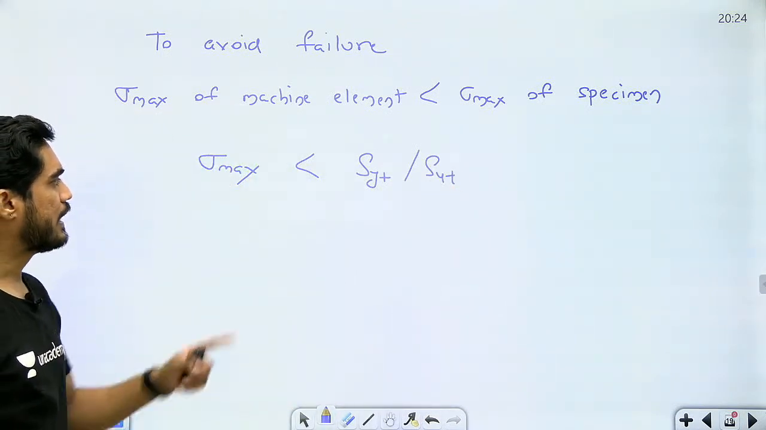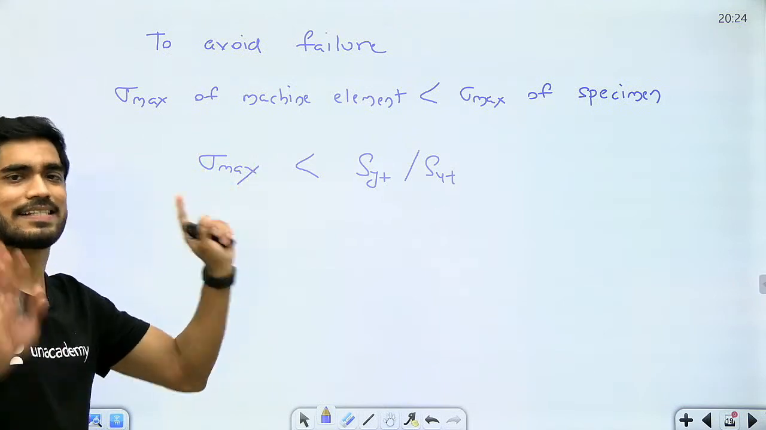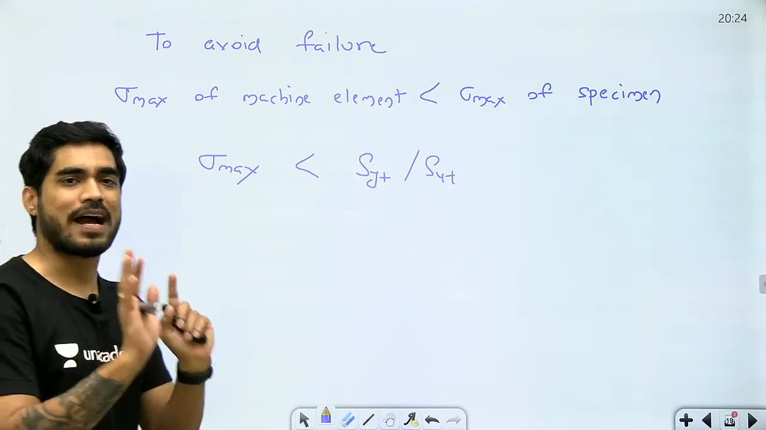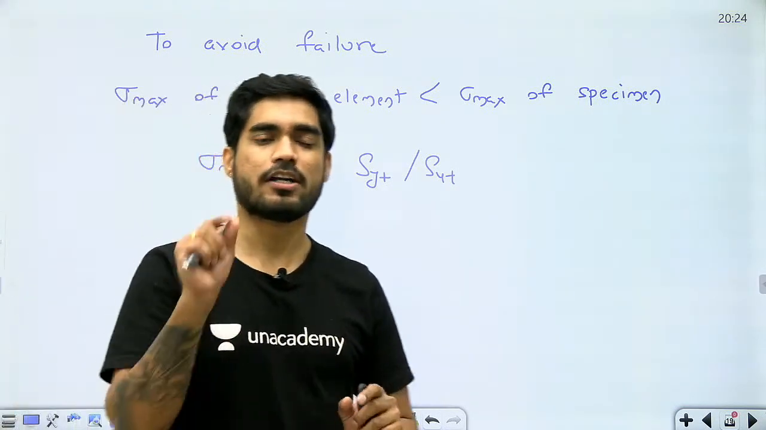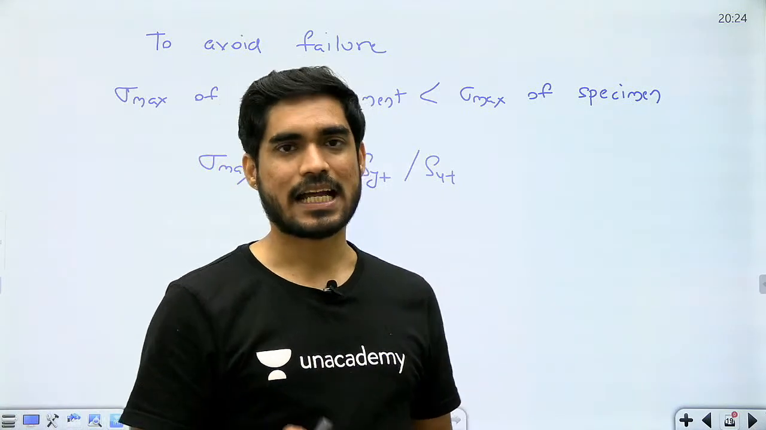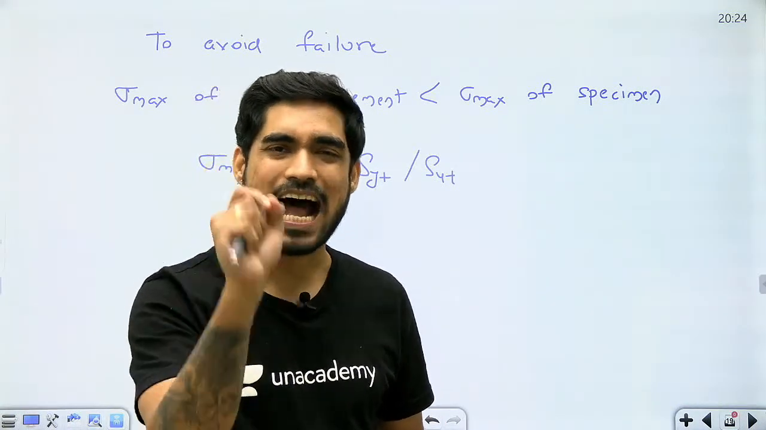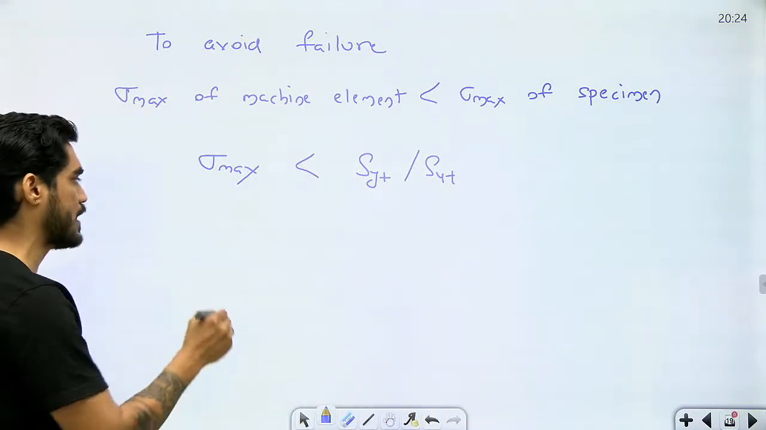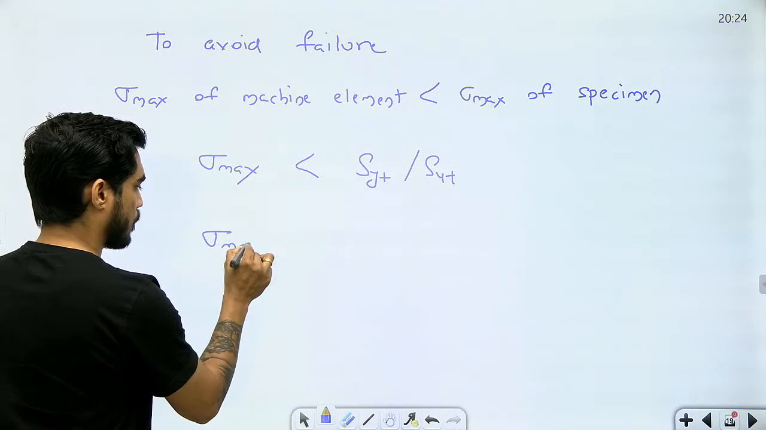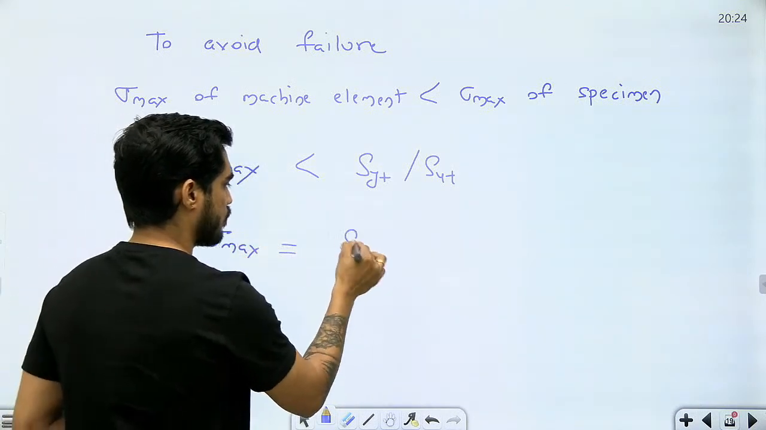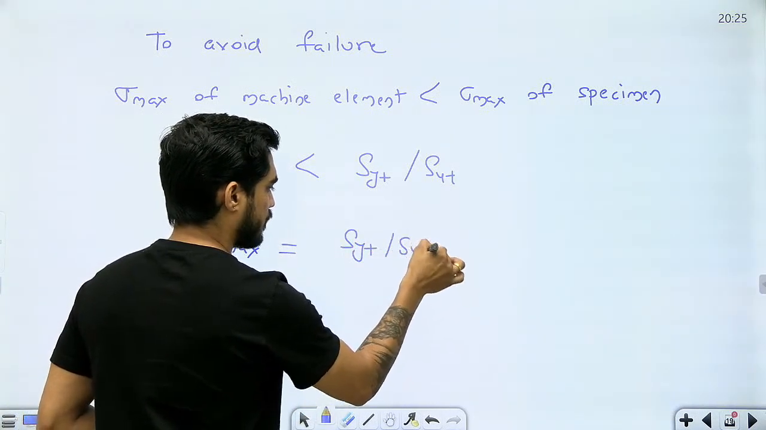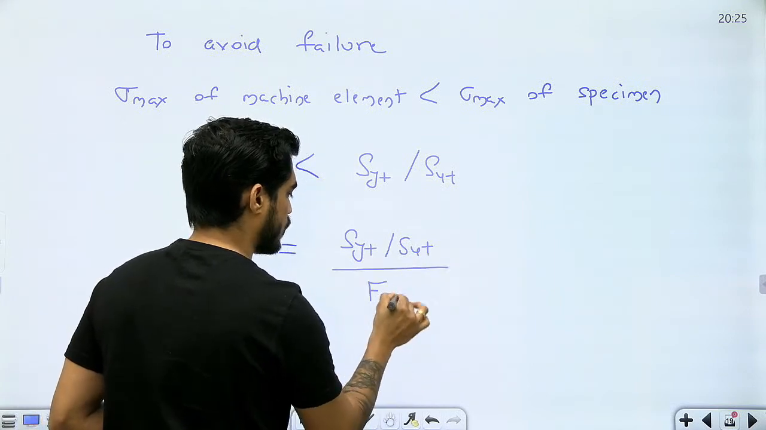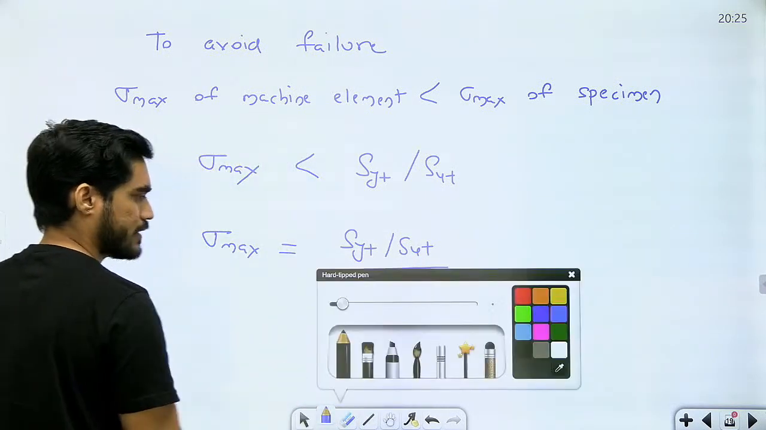Okay, now if I only write less, will you be able to find a relation? No. In order to find an exact relation, I need to find exactly how much less. So beta, for that we use a certain factor known as factor of safety. So it will become SYT by FOS or SUT by FOS.